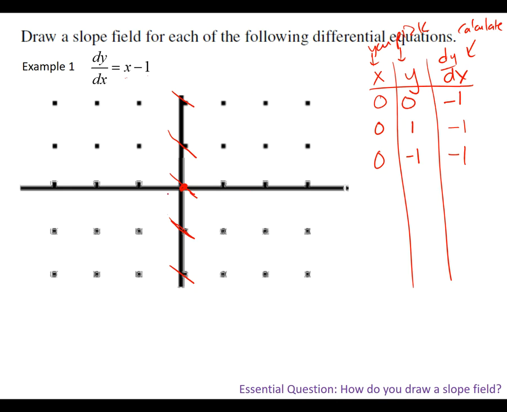I'm going to go to another spot. I'm going to go out 1, up 0. So I'm going to go 1, 0 next.